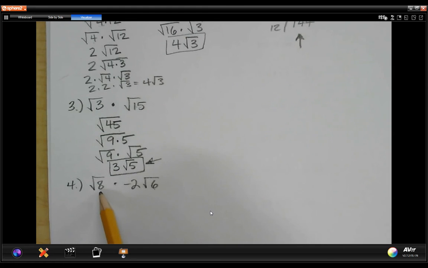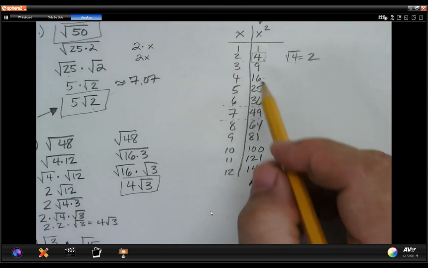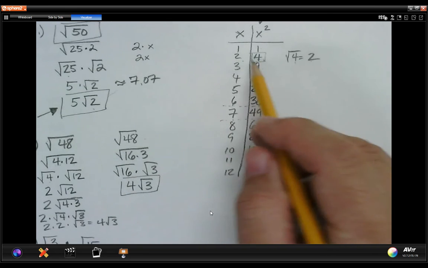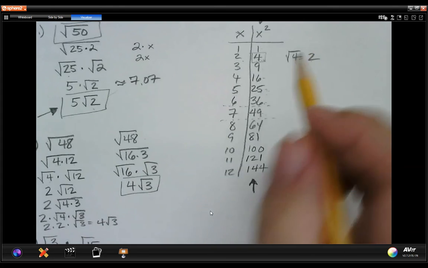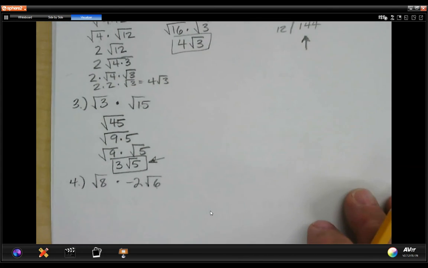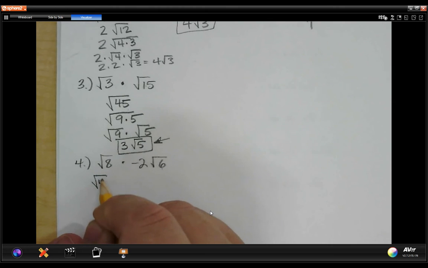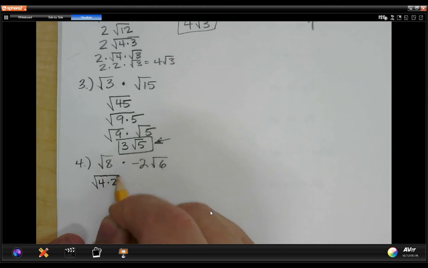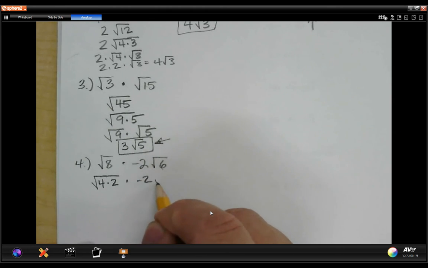And I've also got the square root of 8. So let's think about the square root of 8. Is there a number up here that would go into 8 evenly? Well, 4 would go into 8 evenly, right? So we could rewrite this one as the square root of 4 times the square root of 2.